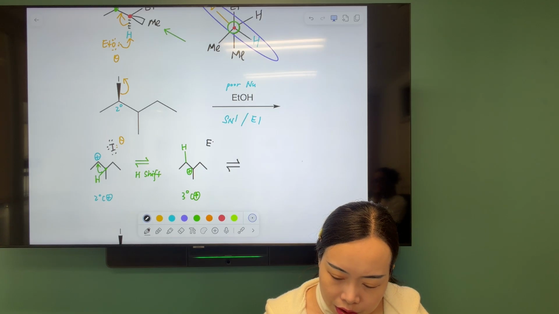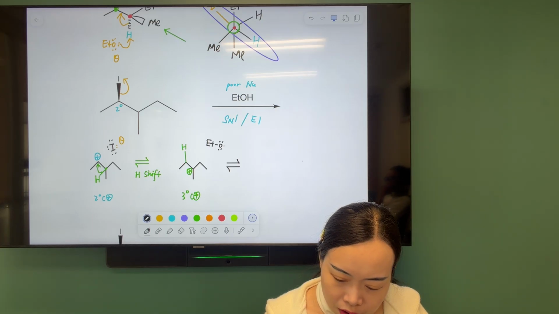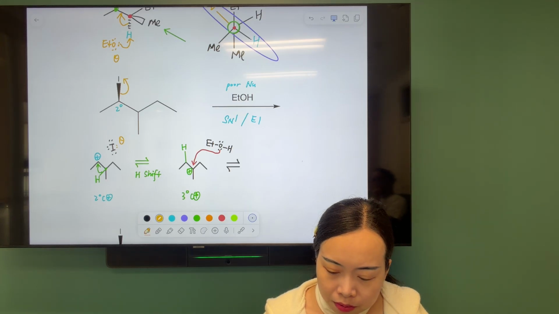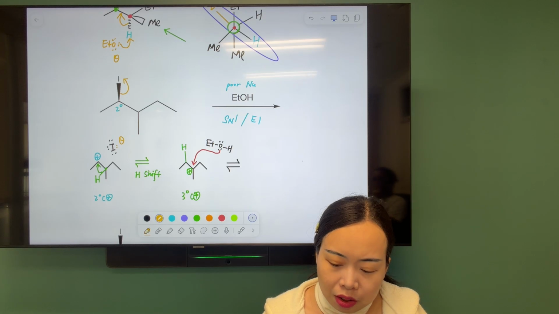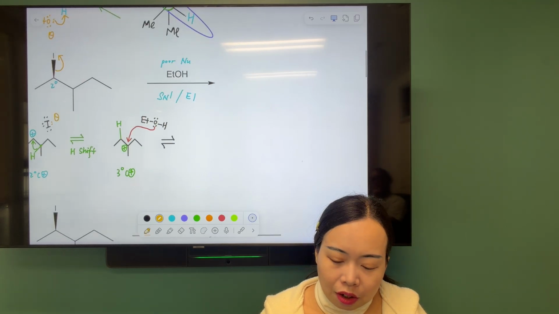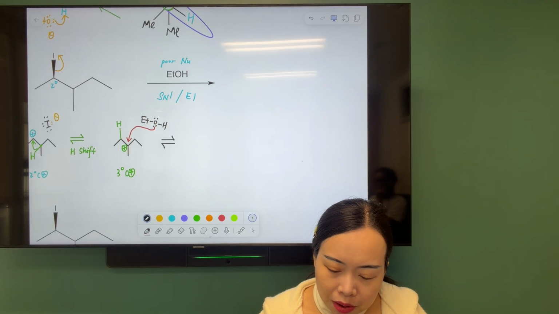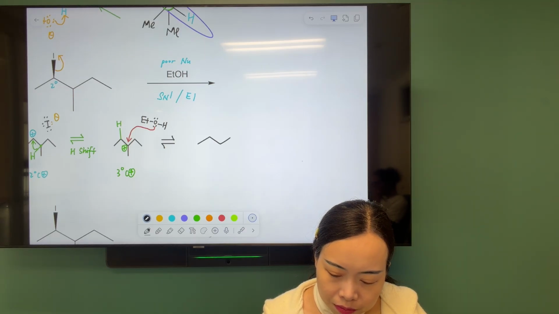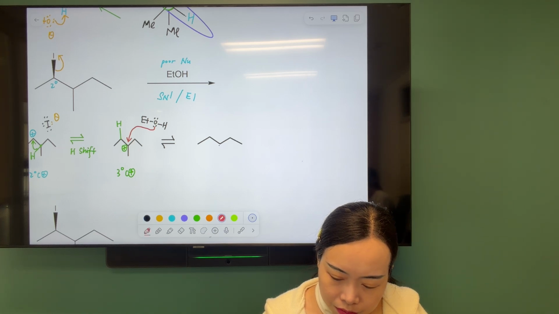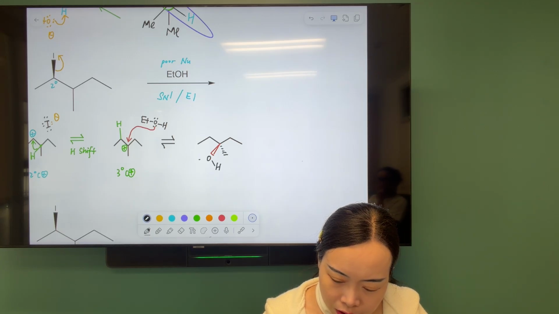I will have EtOH. It can attack from the top or from the bottom, okay? I don't want to mess it up. So there are two different scenarios, which will make this a pair. Okay, I'm doing the wedge one first. Okay, O, H, Et.